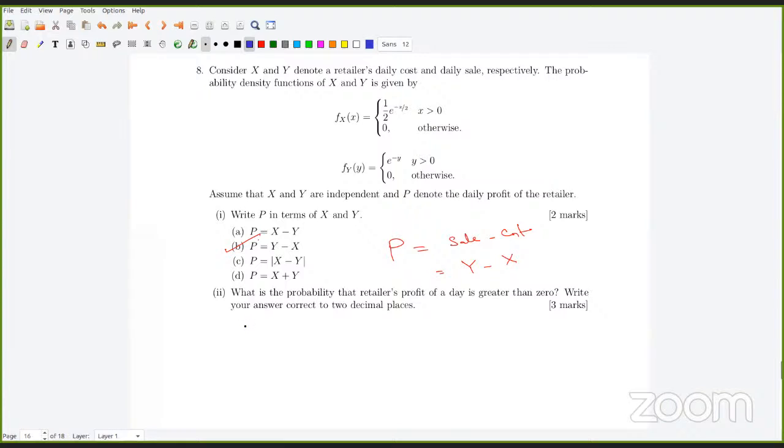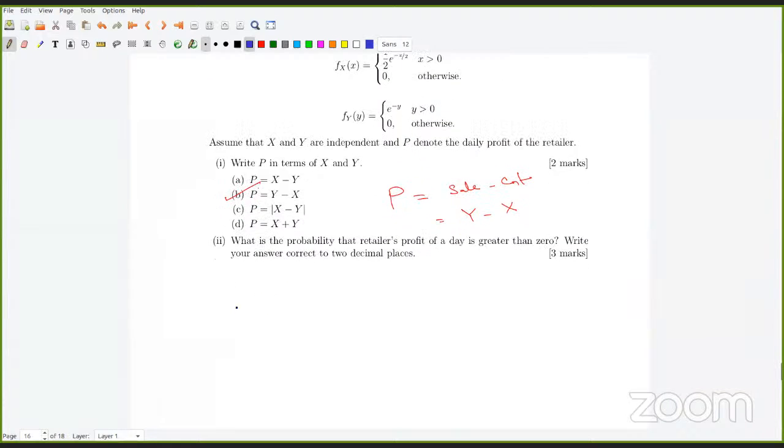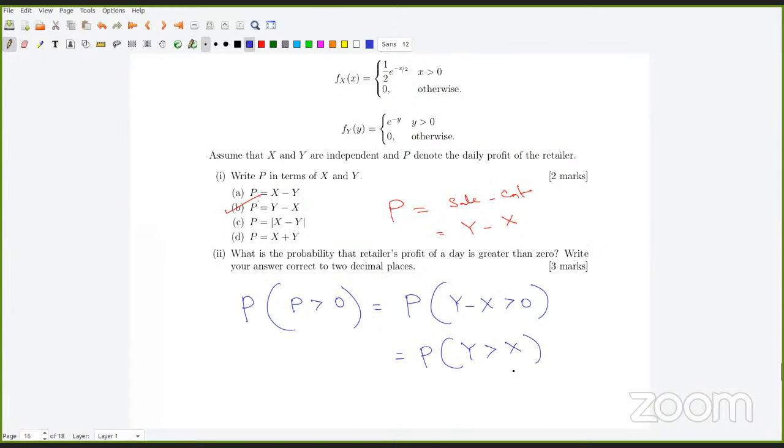Now, what is the probability that the retailer's profit of a day is greater than 0? So what is this? Probability that p is greater than 0. That means the probability that y minus x is greater than 0, which means the probability that y is greater than x. So we have to find the probability that y is greater than x.